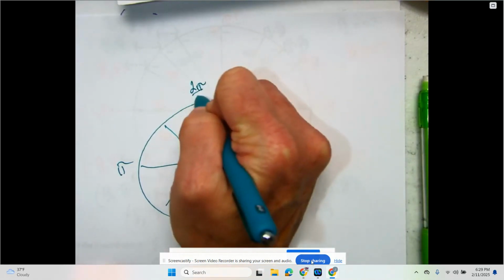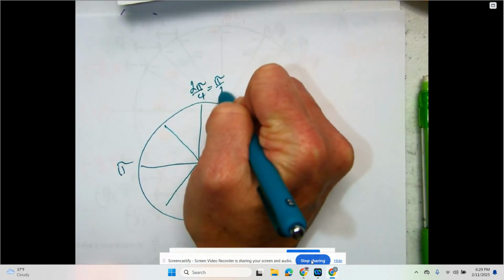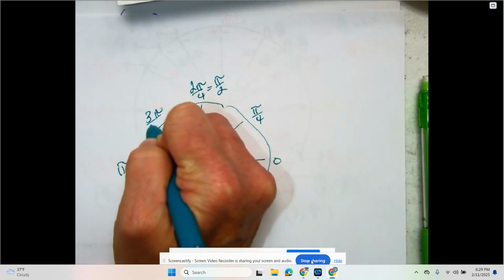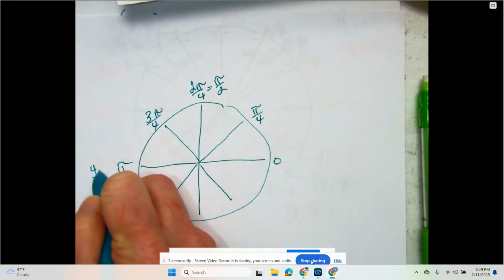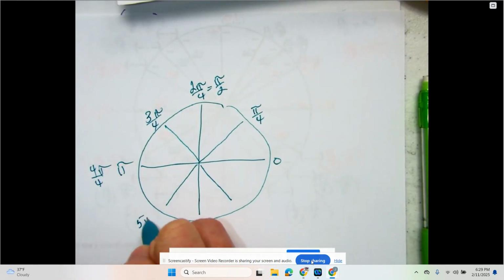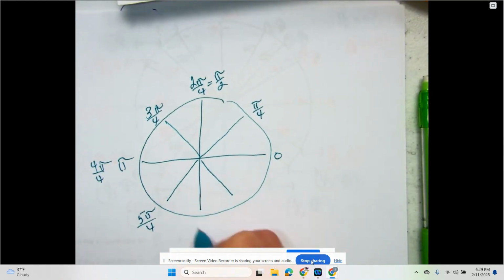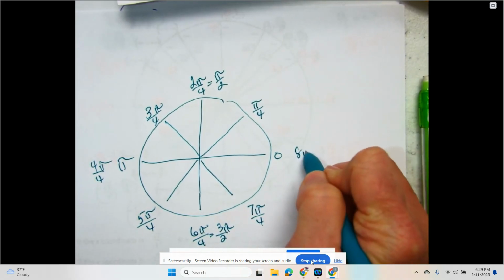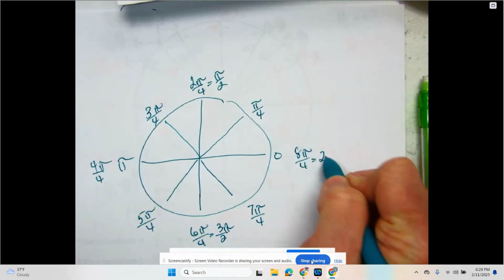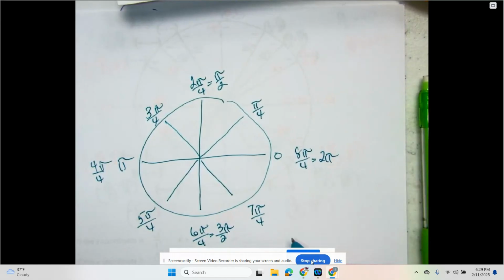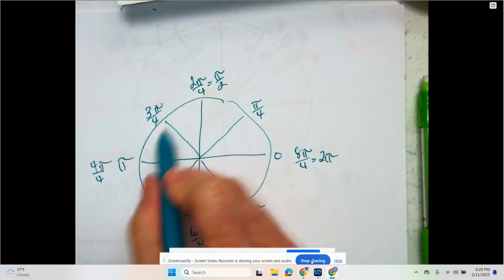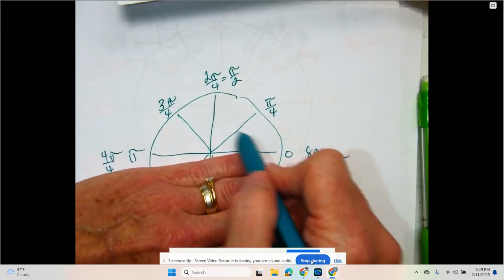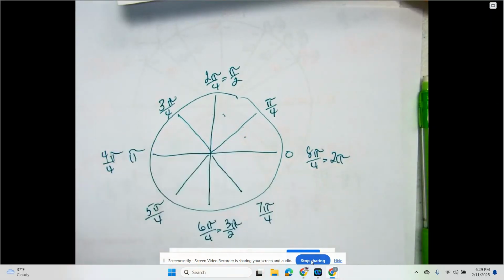2 pi over 4, which reduces to pi over 2. 3 pi over 4. 4 pi over 4. This one's 5 pi over 4. And then 6 pi over 4 reduces to 3/2 pi. 7 pi over 4, and then 8 pi over 4 reduced to 2 pi. That was your 45 degrees. Every 45 degrees breaks your pi into 4 parts.